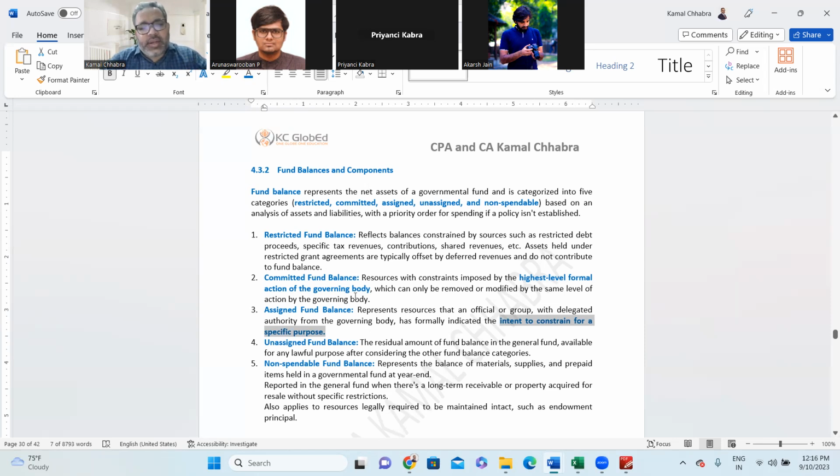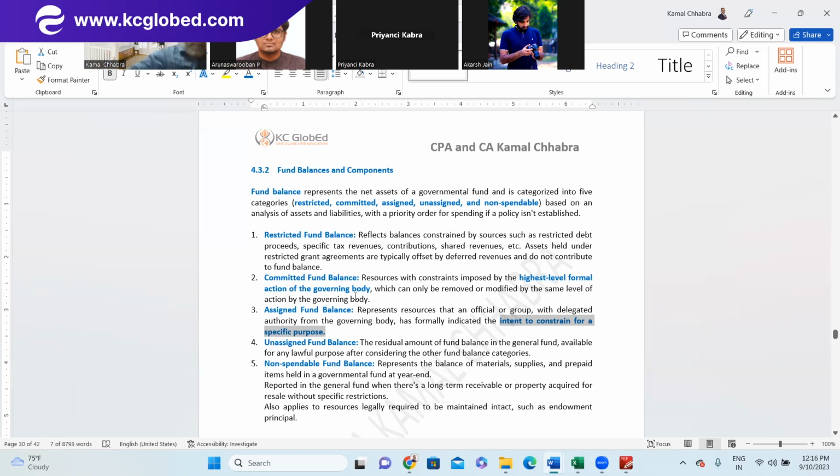Fourth one is unassigned fund balance. You have cash in hand, you have general reserve, you have other retention monies, but you have not allocated that money for any specific purpose yet. So that money which is in your hand, in your bank account, is considered unassigned fund balance, that is free fund balance. The residual amount of the fund balance in the general fund, available for any lawful purpose after considering the other fund balance categories, is called unassigned fund balance.